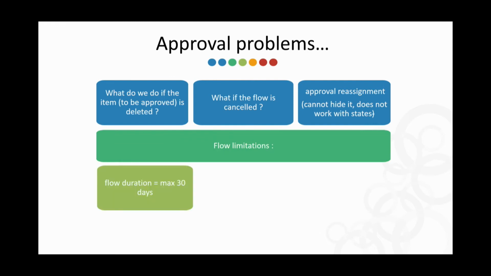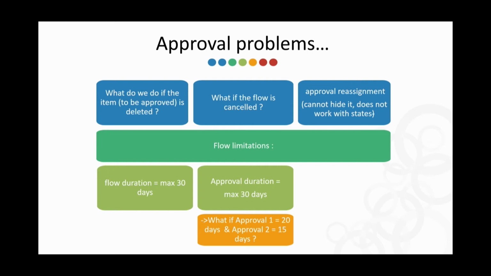For instance, today, the maximum duration for a flow is 30 days. In the real world, we have flows, business processes, that take more than 30 days. It's a limitation. There's no workaround for this. The approval duration is maximum 30 days. Same issue. There's no workaround. You can have approval 1 take 20 days, and approval 2 take, for instance, 15 days. It's more than 30 days.